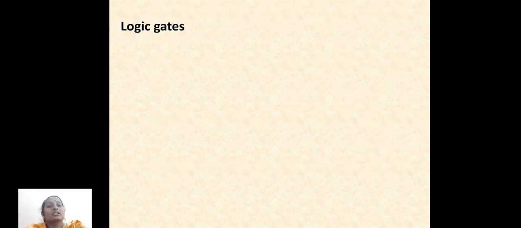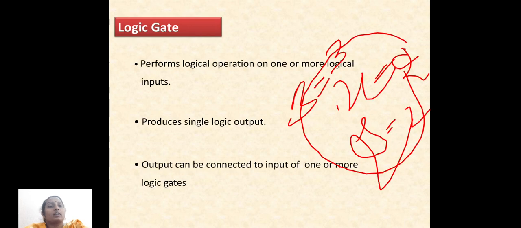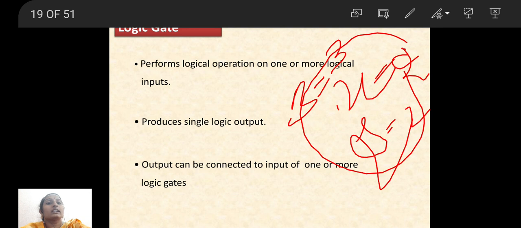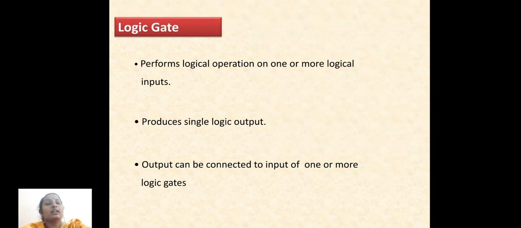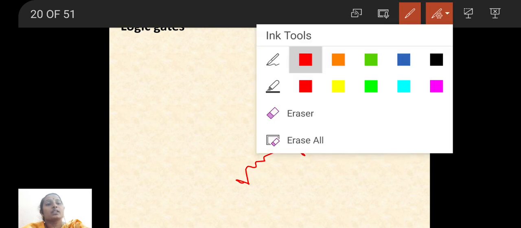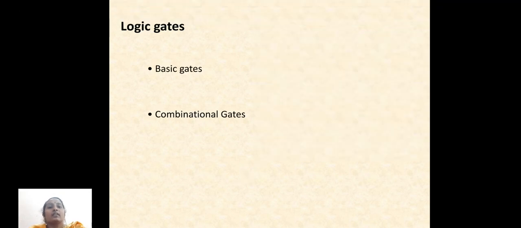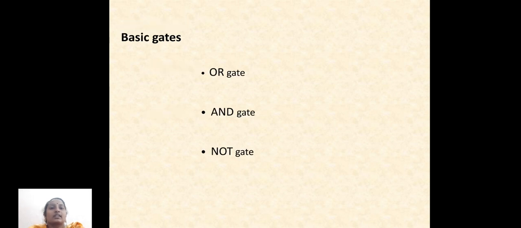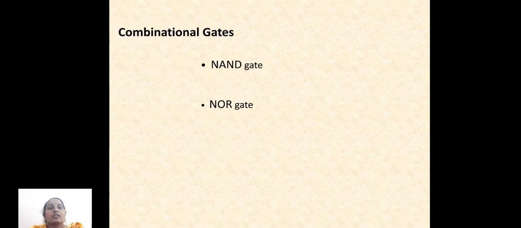Among 7 logic gates, all gates have a single output. All gates are having single outputs, but more than one input is also there. Inputs are more, but output is only one. So basic gates are there, and combinational gates are there. OR gate, AND gate, NOT gate.